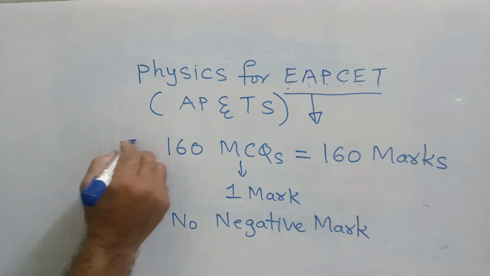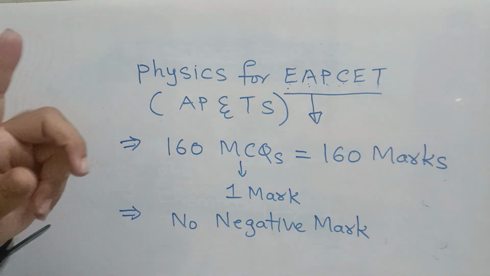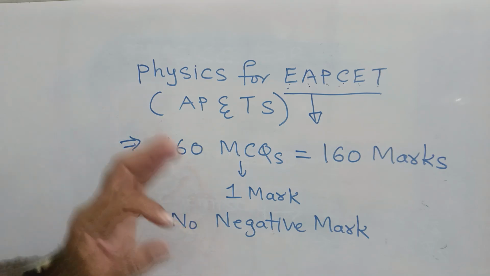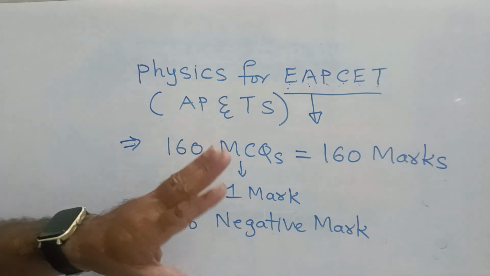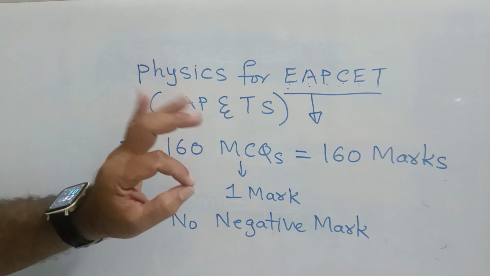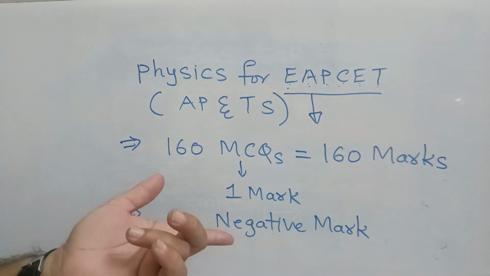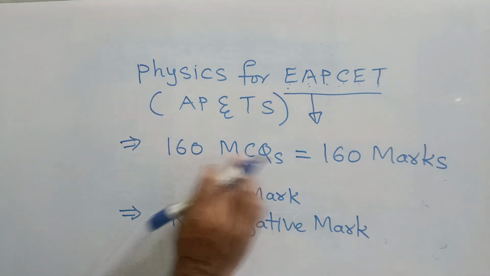No negative mark in the EAP set examination in both AP as well as Telangana State Board examinations. If you choose the correct answer, you will be awarded +1 mark for the right question, and 0 marks will be awarded for the unattempted as well as the wrong answer. Don't worry about it. Therefore, 160 multiple choice questions, 160 marks.